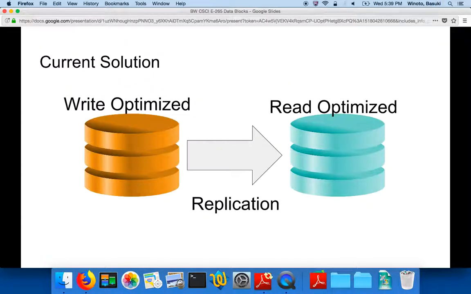Now, given that problem at hand, the most common solution is to have two different data systems, one that is write optimized, and another that is read optimized. Between the two, we have a pipeline which does the replication. It could be a simple copy or a sync operation, or it could be combined with data transformation from row-based into column-based data. So the current solution is more about having each of these systems serve a separate task altogether.